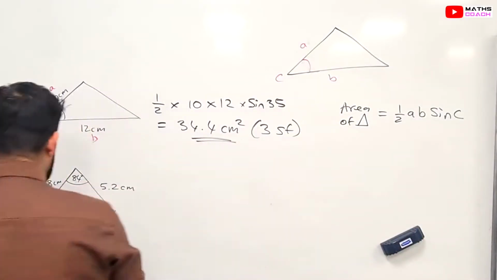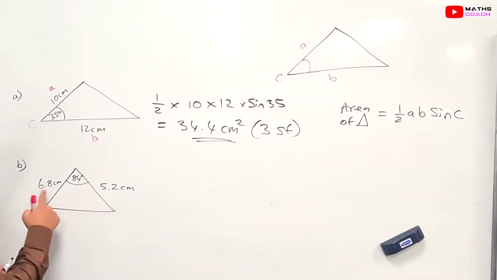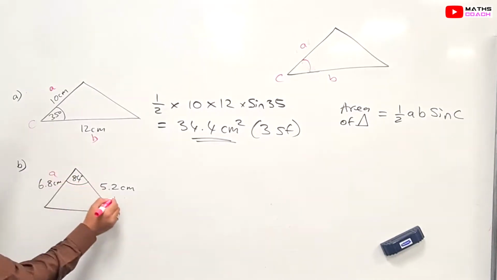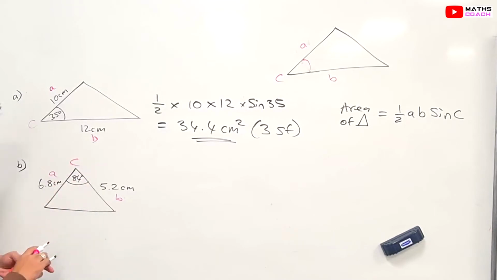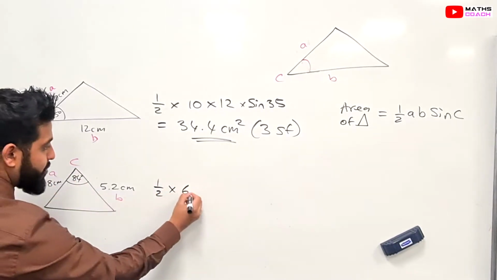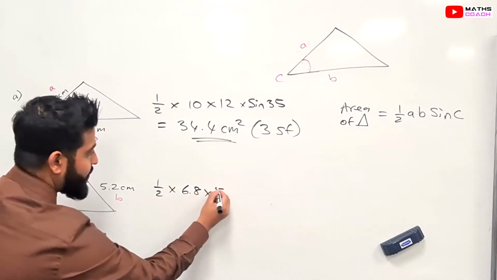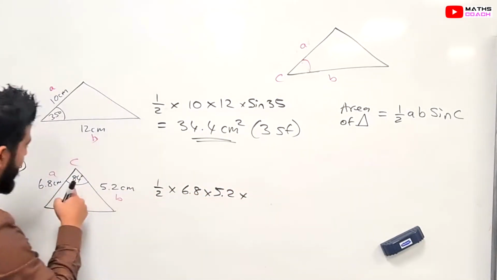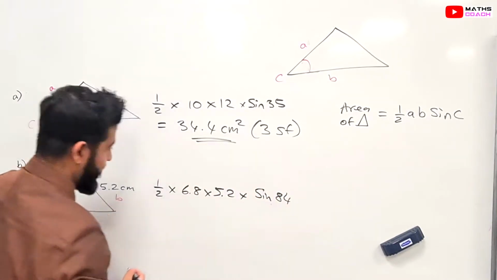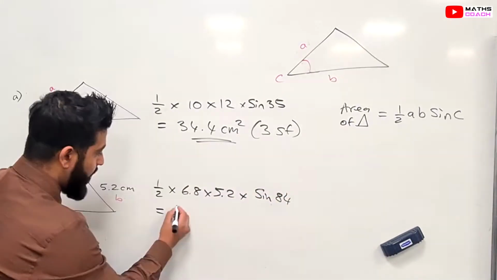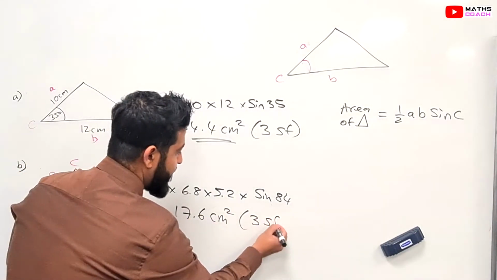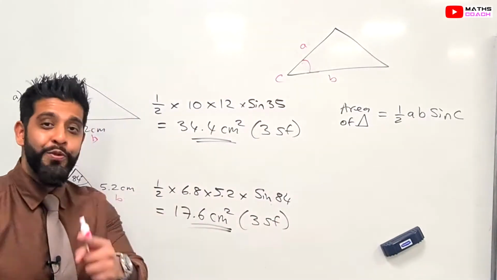All right, so let's see what we got on this one. So step number one, you can see the included angle is 84 here. So we can say A and B for these sides, and this will be our C. So let's plug it in now. So half times A, which is 6.8, times B, which is 5.2, times sine 84. And we can just put that into our calculators once more. And the answer is 17.6 centimeters squared to 3 significant figures. And I hope you got that correct.